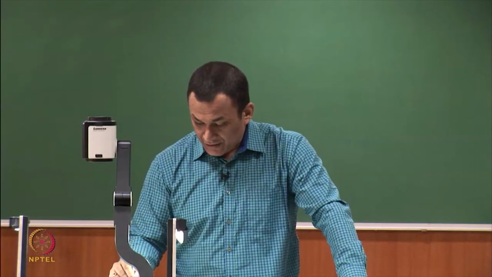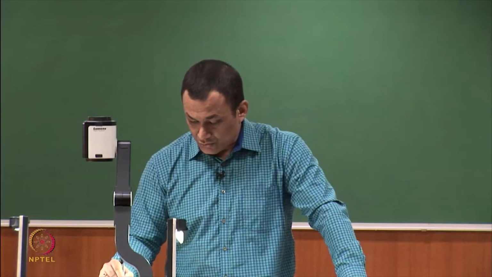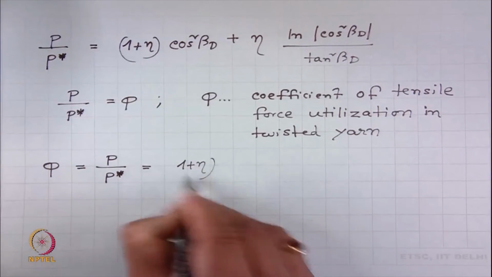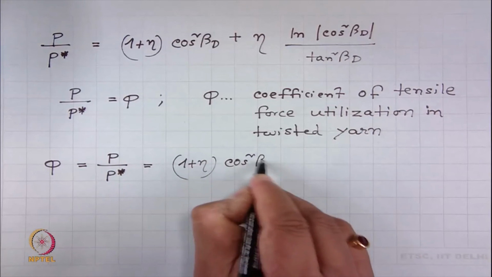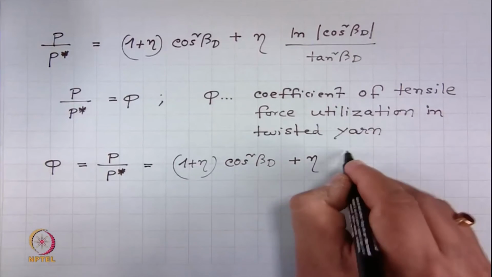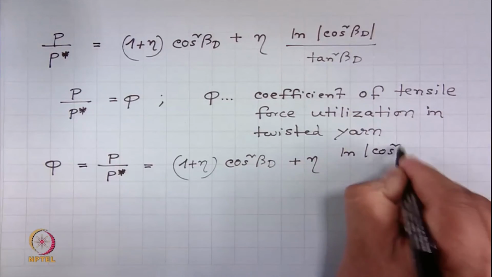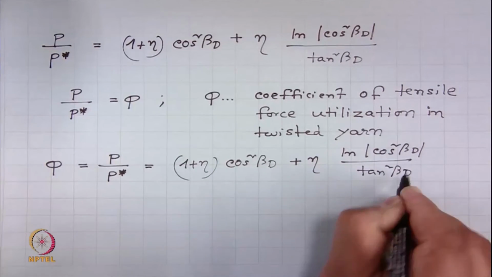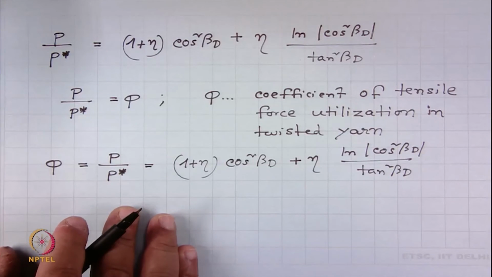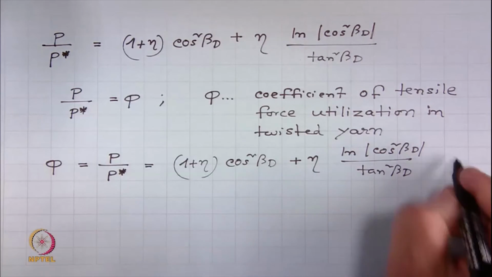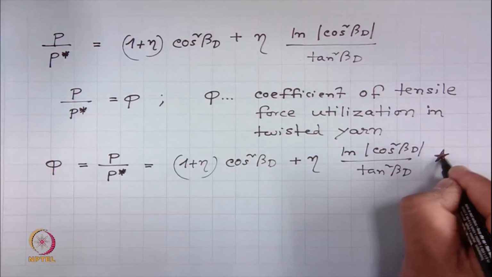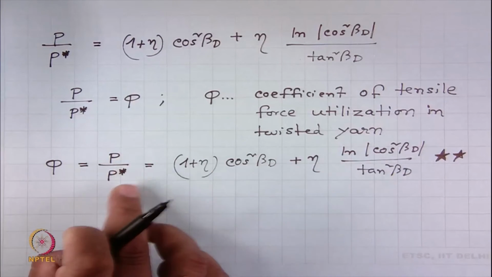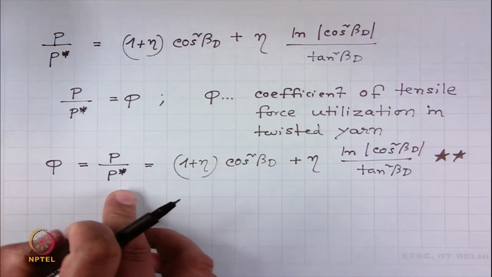So, coefficient of tensile force utilization in twisted yarn is equal to P by P star, which is equal to 1 plus eta cos square beta d plus eta ln cos square beta d by tan square beta d. This relation is very important because it characterizes the relation between yarn stress and fiber stress, yarn force and fiber force.